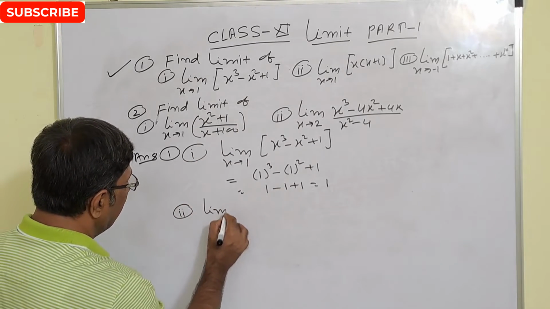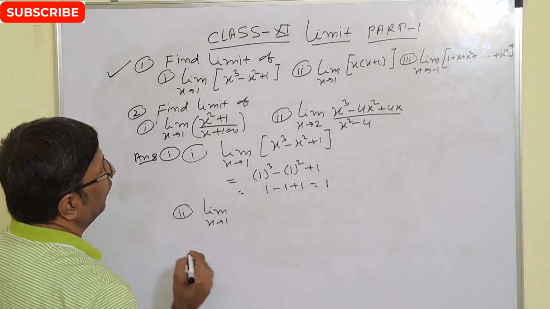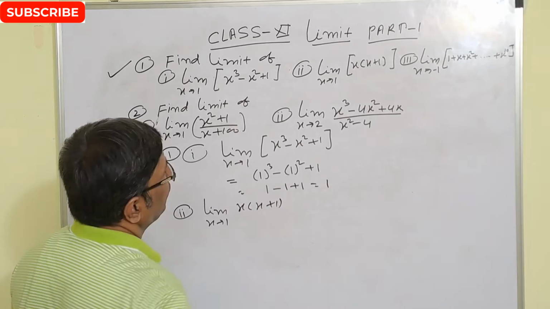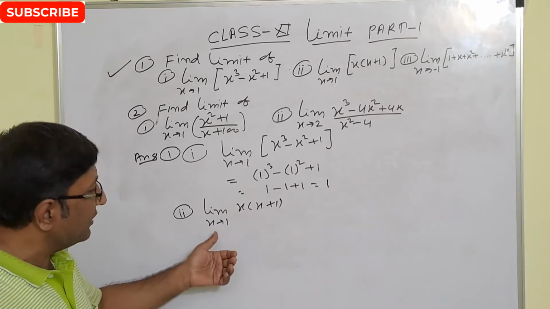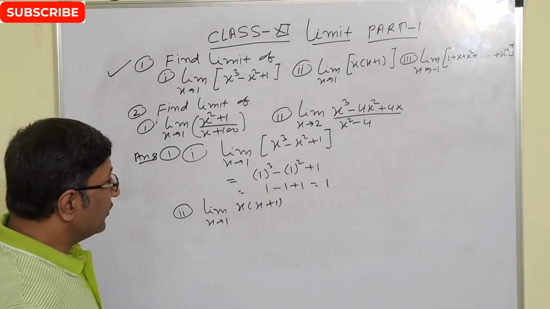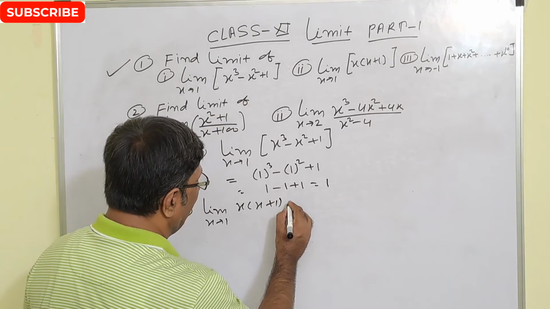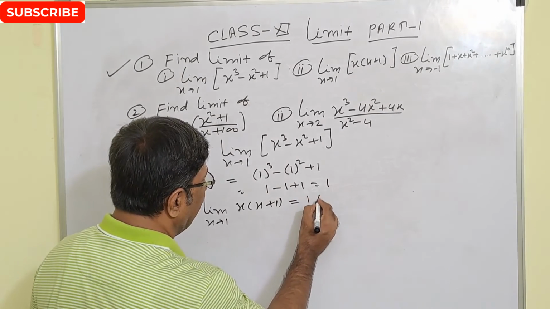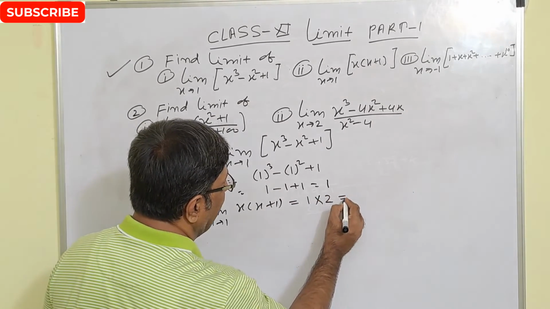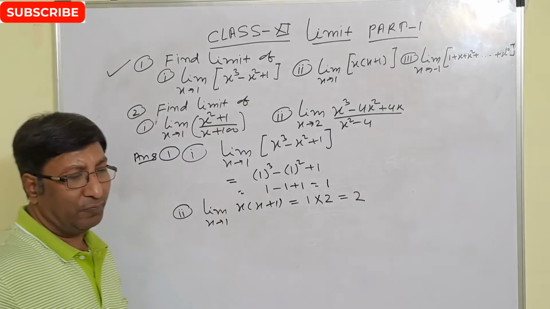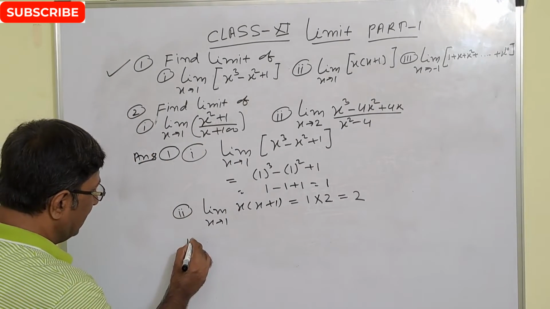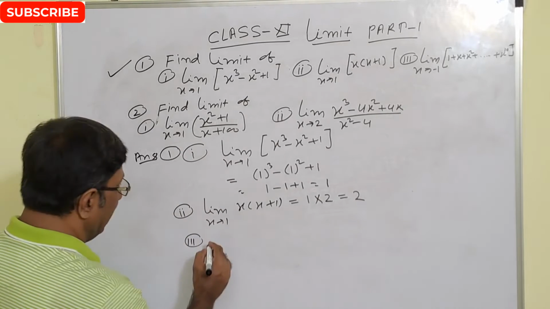Limit x tends to 1 and here x into x plus 1. So again here x tends to 1. So just put the value x equal to 1. So if we put the value x equal to 1, we get 1 into 1 plus 1, 2. So our correct answer is what? 2. In the same way, there is a third question.